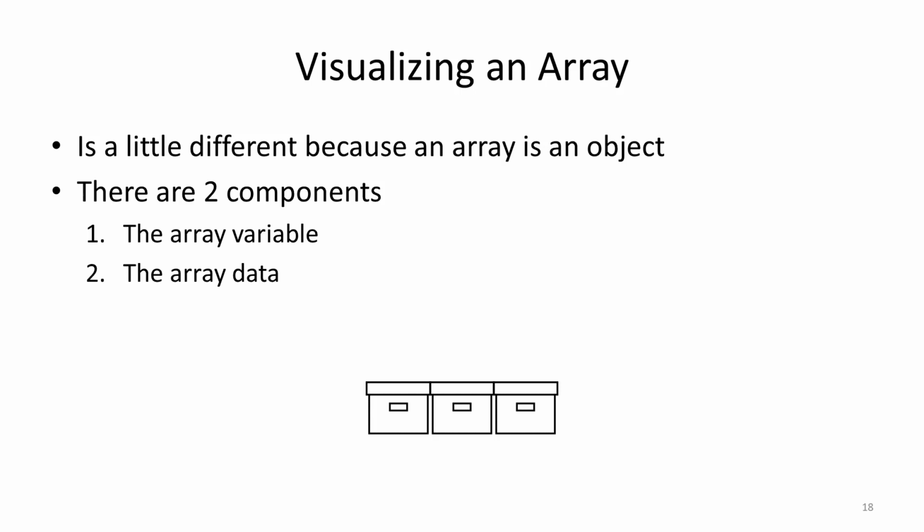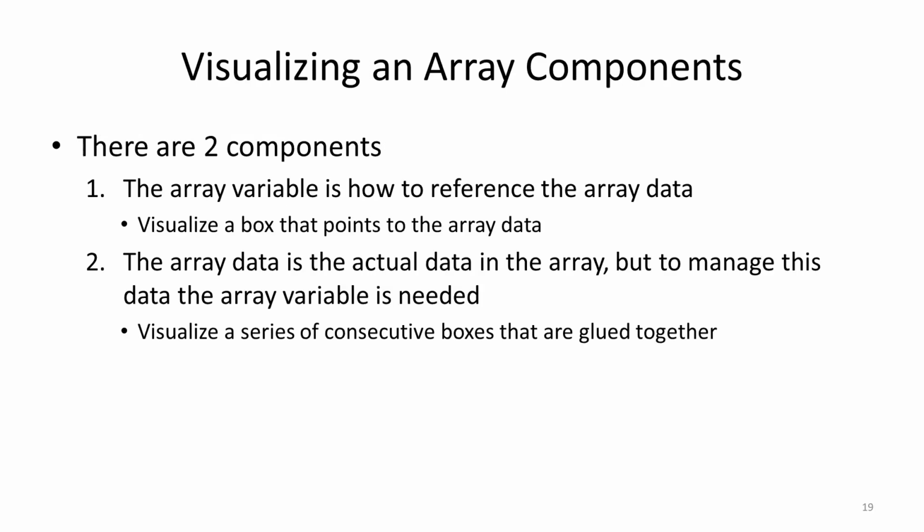To get an accurate visualization of an array, we need to learn more about it. There are 2 components involved: the array variable and the array data. The array variable is how to reference the array data. So you should visualize a box that points to the array data. The array data is the actual data in the array, so those individual values, but to manage the data, the array variable is needed.